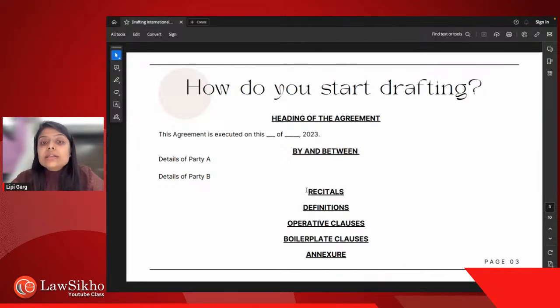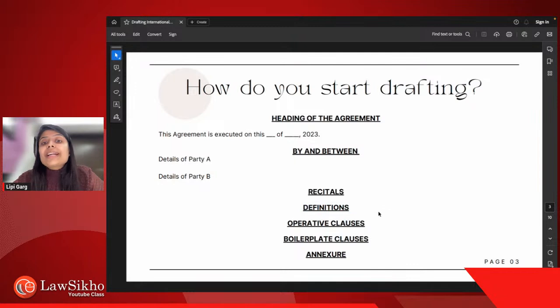So the recitals are a very short summary of how things are going to be in the contract. If you want to understand any contract, recitals is the place where you first read up and then go forward. Then comes the definitions part.